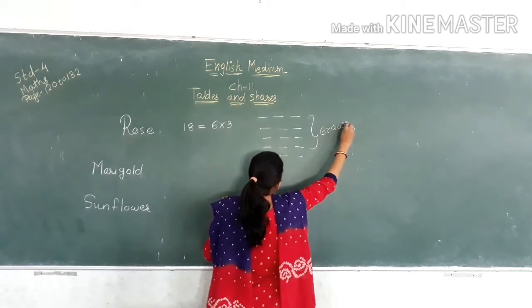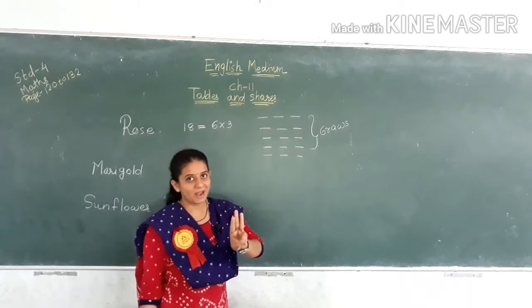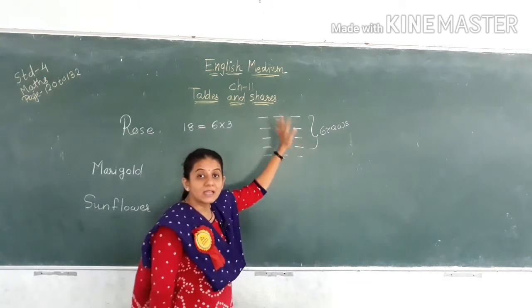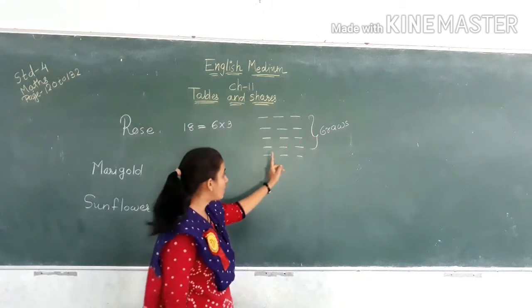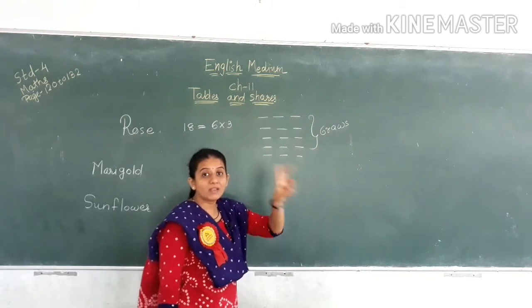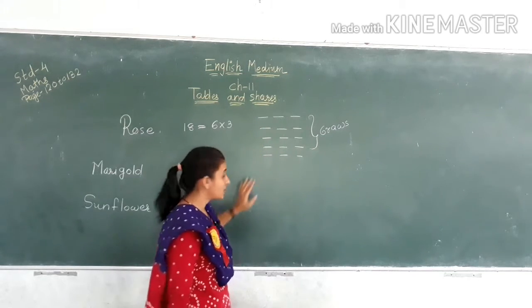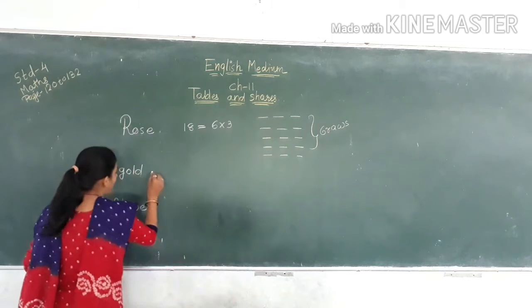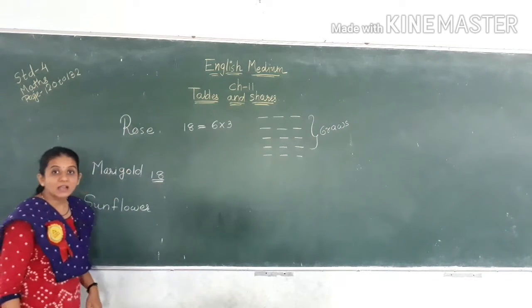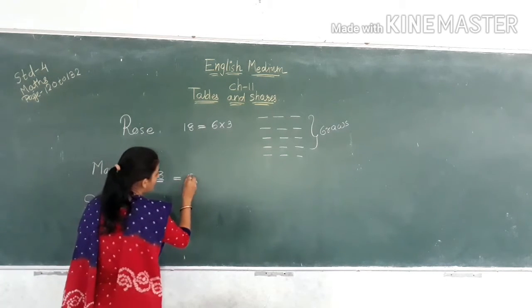Here 6 rows are made and 1 row has 3 plants. She planted 1 row having 3 plants. There she made 6 rows. Now marigold also has 18 plants. Now we find, so we are arranging another way.